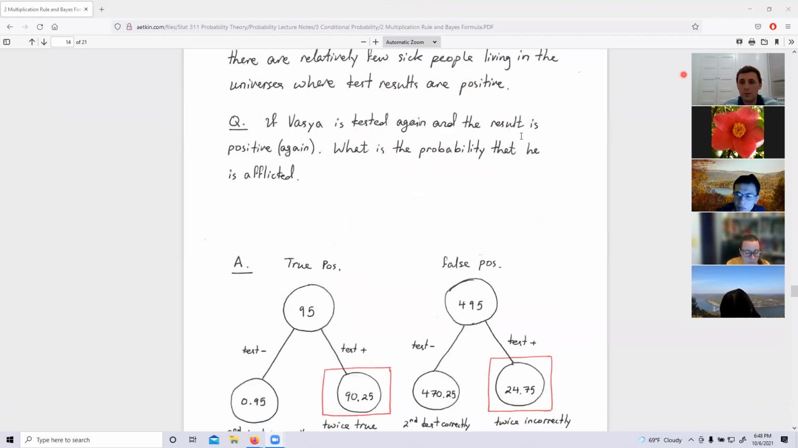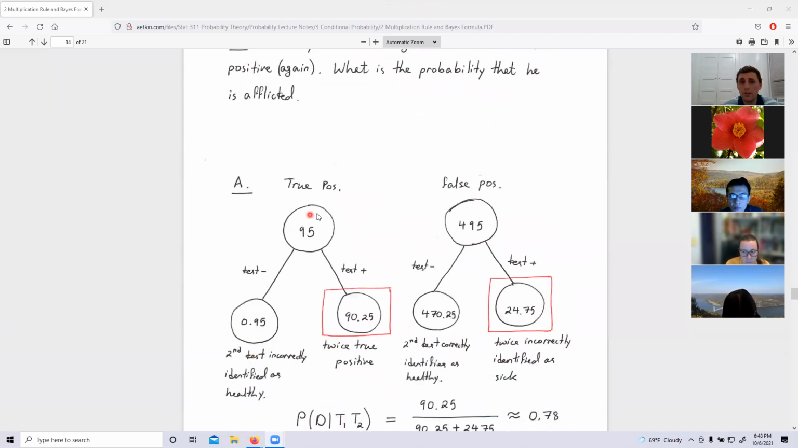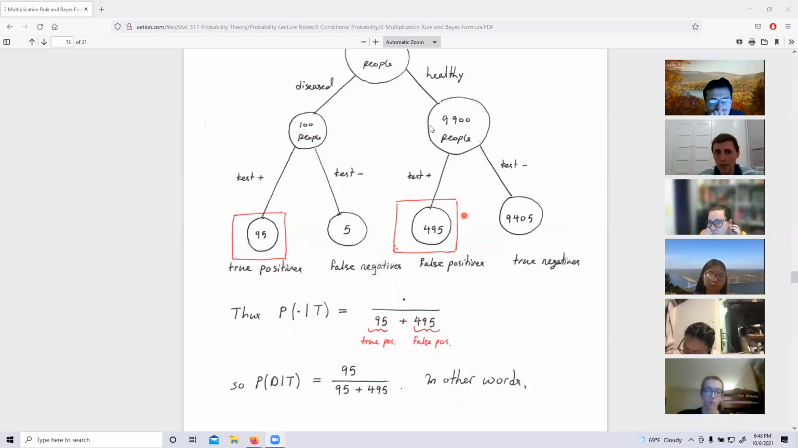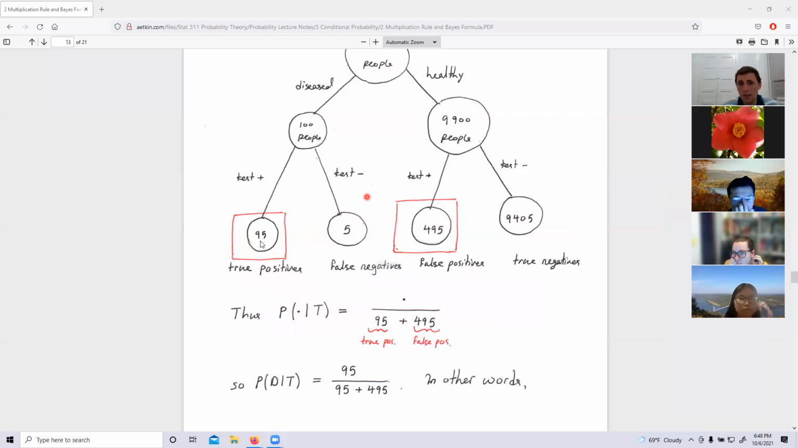Here is the best way to solve this problem, guys, right? So we have 95. If we continue from this drawing, we can actually do it again using set notation, but we can use this drawing, right? So 95 and 495 are the first test positive. So Vasya belongs after the first test either in this box or that box.